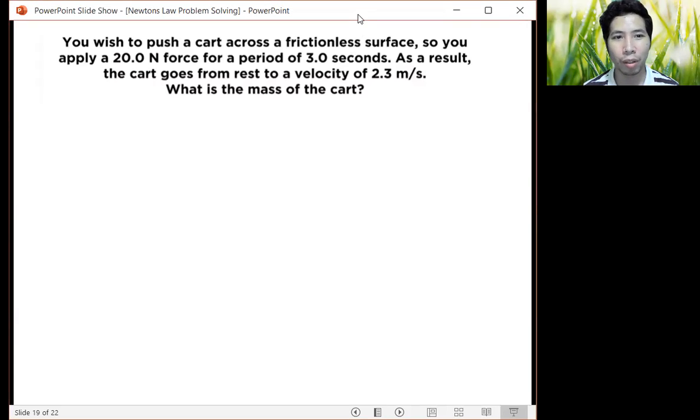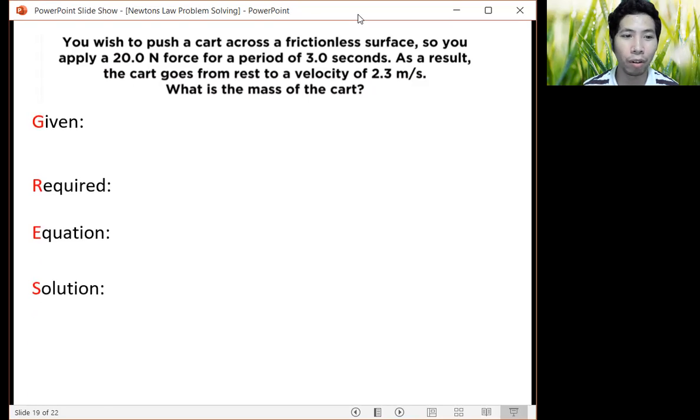You wish to push a cart across a frictionless surface. So you apply a 20 Newton force for a period of 3 seconds. As a result, the cart goes from rest to a velocity of 2.3 meters per second. What is the mass of the cart? Hmm. So let's follow GRESA in order for us to solve this one.